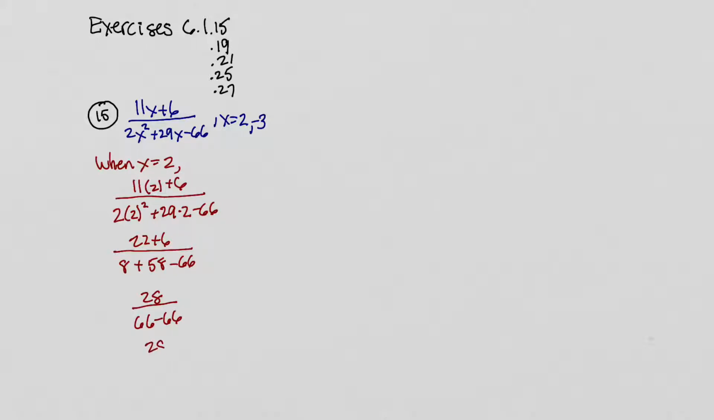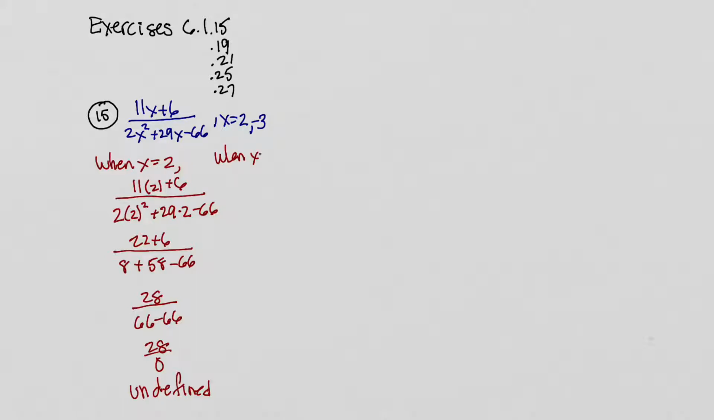Well, this is going to give us 28 over 0, which is undefined. So 2 is not in the domain here. We cannot use a 2, because when we substitute it in, we do not get a number back out. We get something undefined. So let's try this then.